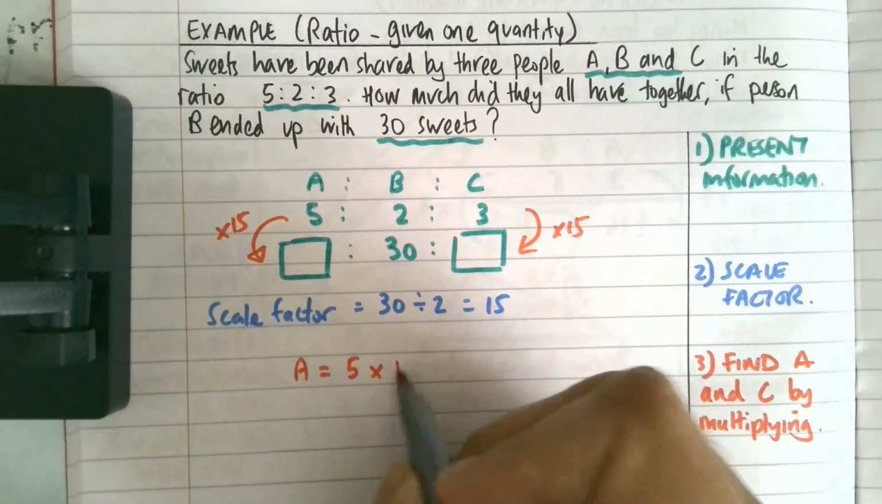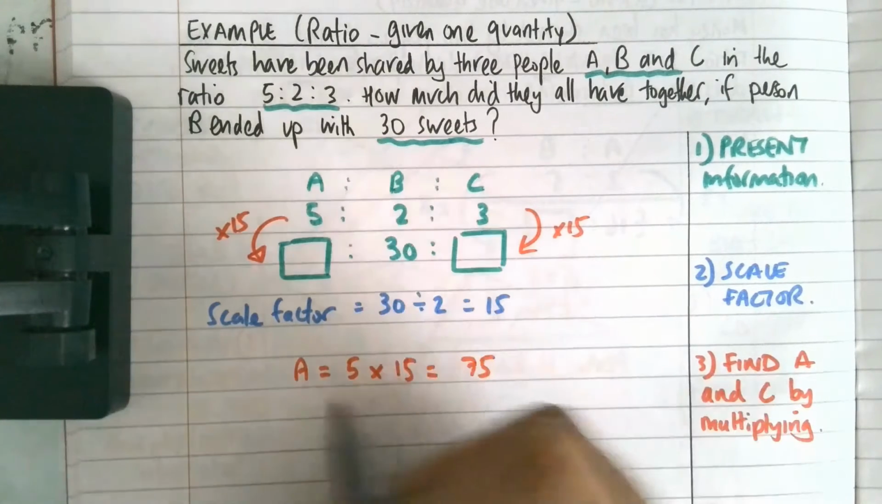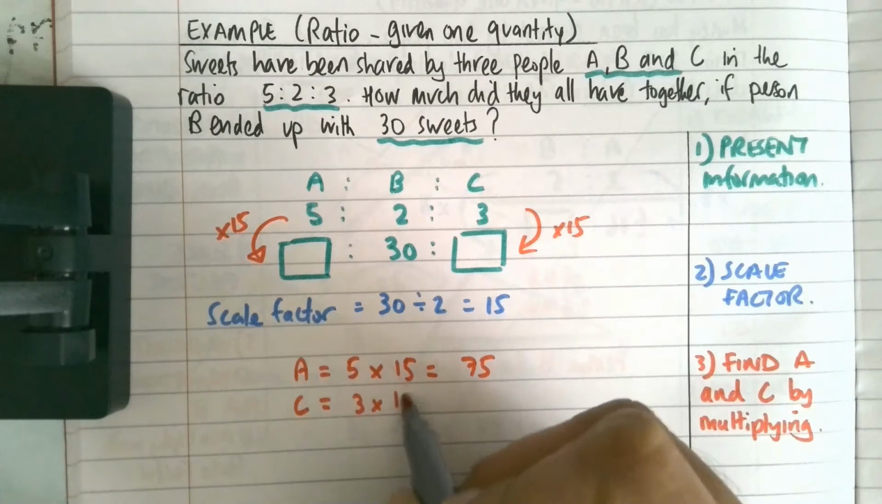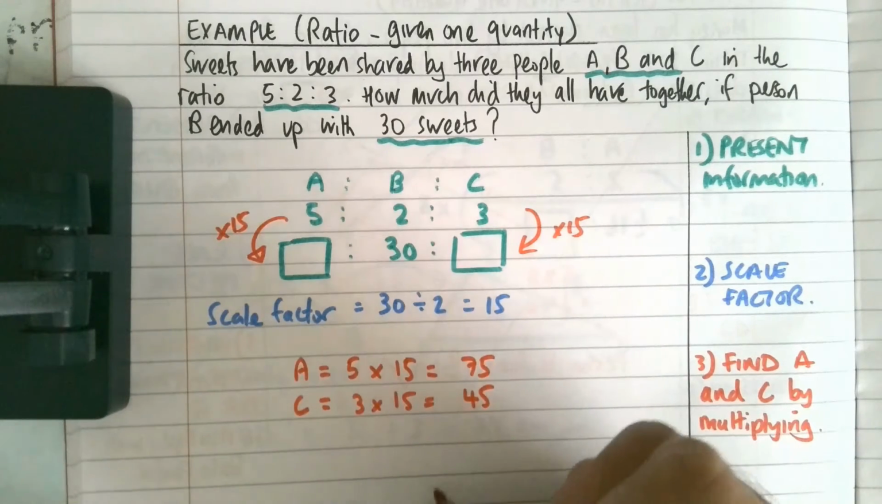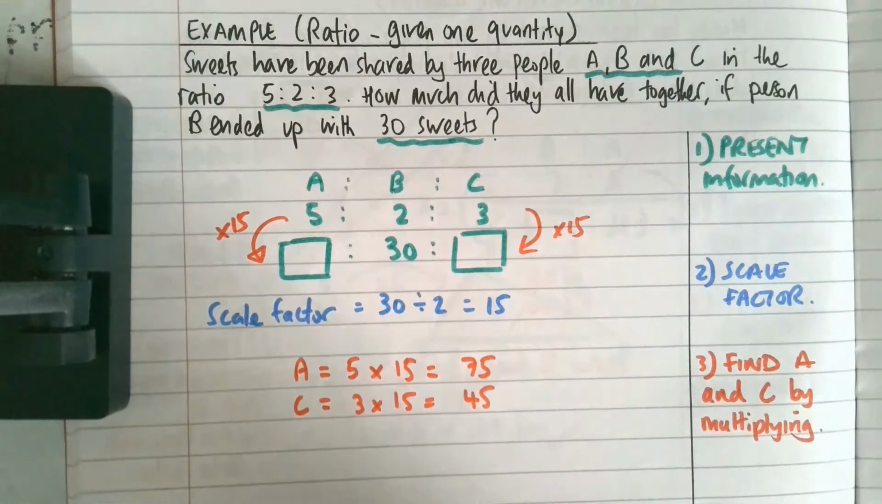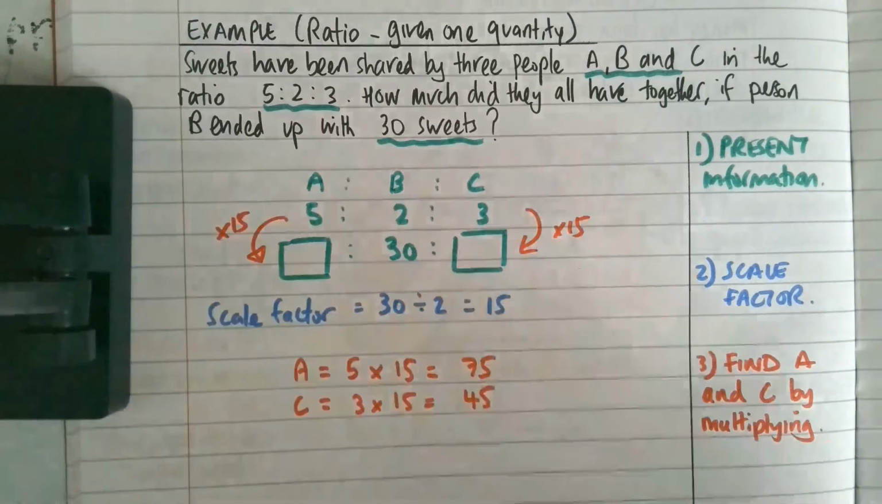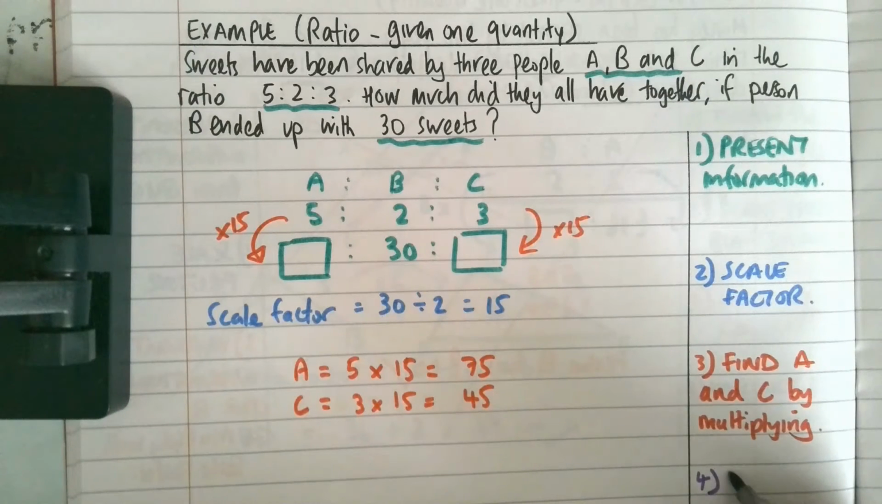So person A gets 5 times 15 sweets, which is 75 sweets, and person C gets 3 times 15 sweets, which is 45 sweets. So altogether, they will get, I think it's 150 sweets. Step number 4 is just to add their total sweets, to add up their sweets.